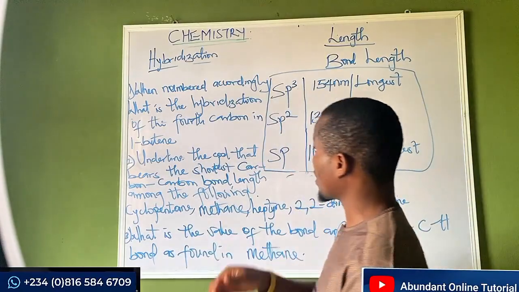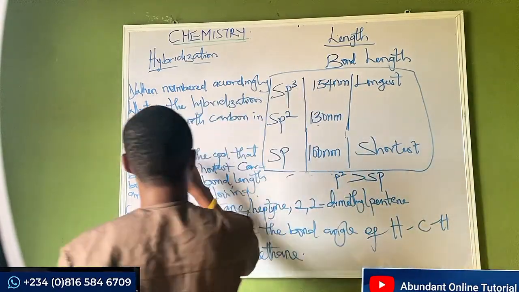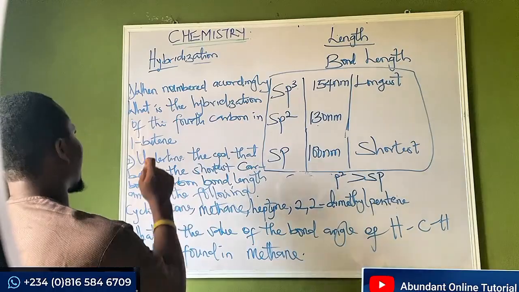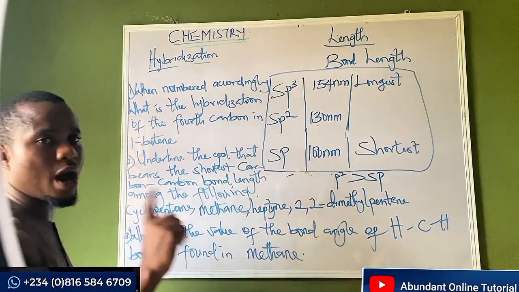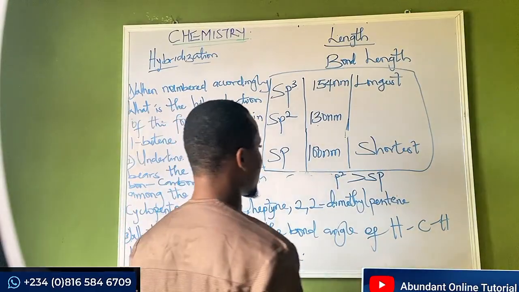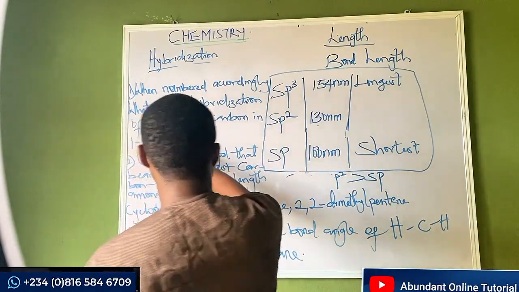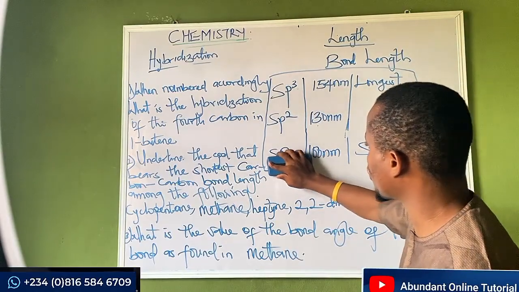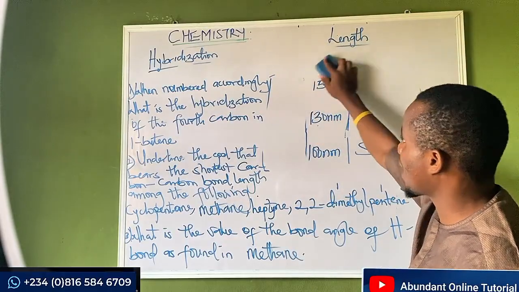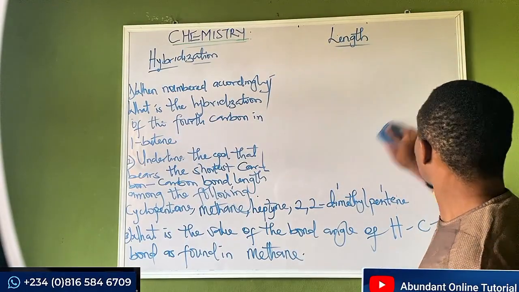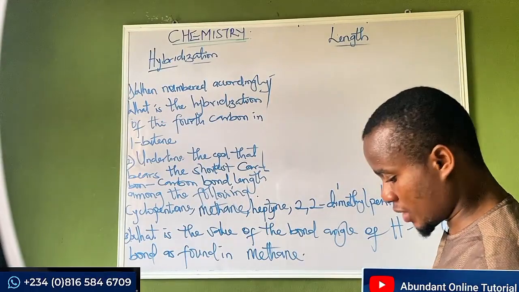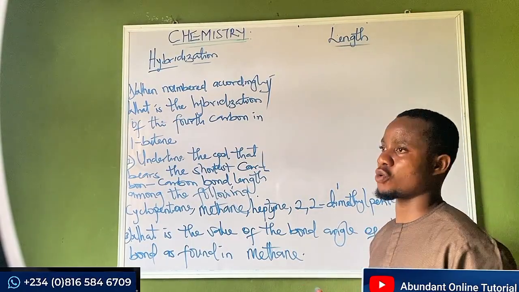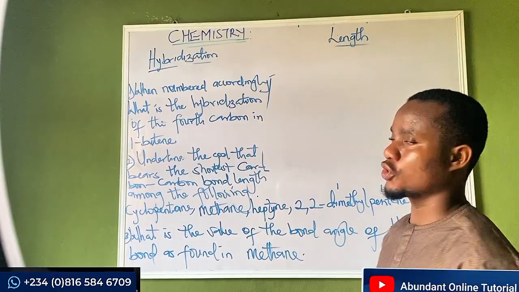Let's answer this question. It says, when numbered accordingly, what is the hybridization of the fourth carbon in one butene? The first thing we are going to do is to draw the structure of one butene. Now, I've not taught you guys IUPAC nomenclature, but I'm going to drop something. So just a take home.